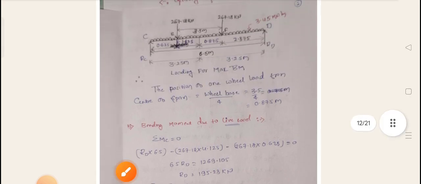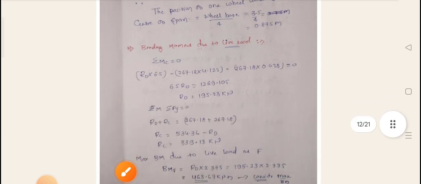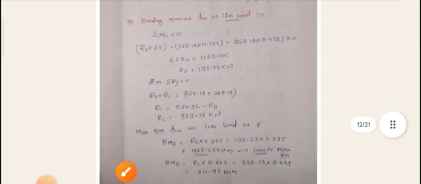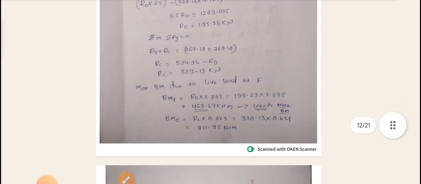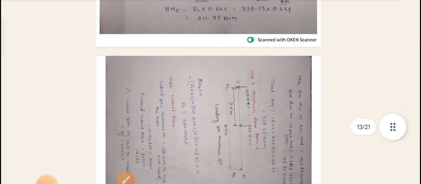I will take bending moment at E also. How will we calculate bending moment at E? RC into 0.625. If we multiply this, how much do we get? 201.95. Which one is the maximum? That is this one, 463.67. So this value has been considered.